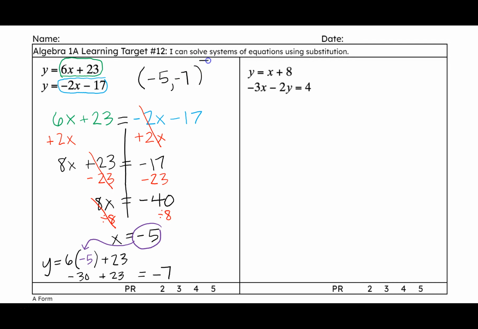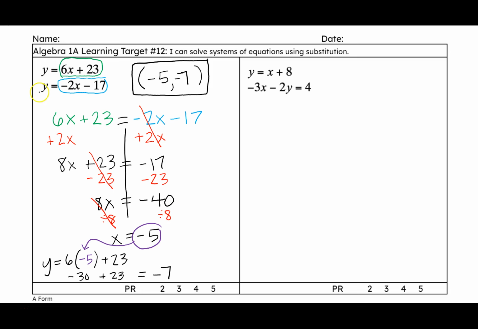And gosh, that was a lot of work, but hey, at least I didn't have to graph it. That would have been a huge graph. I just had to solve a couple equations here, and there you go, -5, -7. Make that look more like a 7. There we go. So one way you can do substitution is this way.